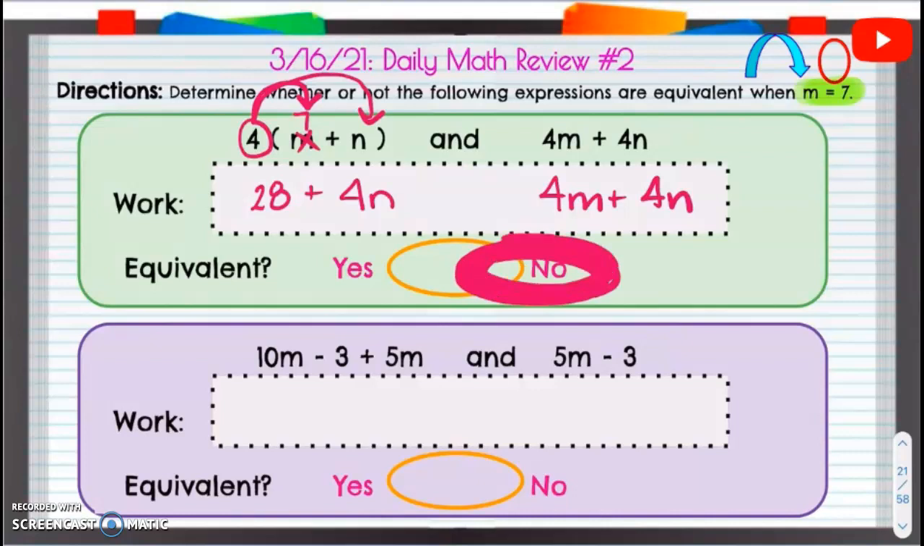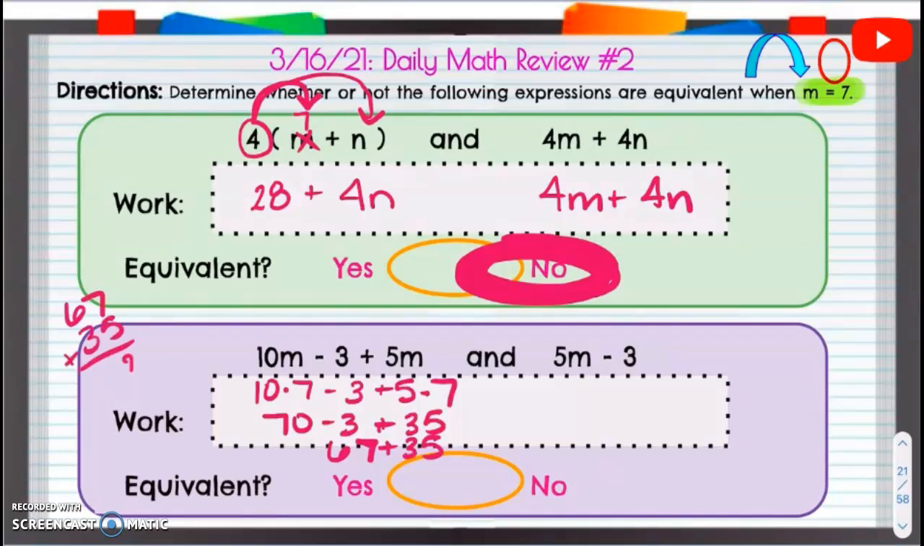All right, now let's take a look at this next one. 10m minus 3 plus 5m. So remember, m equals 7. We're going to plug that in. 10 times 7 minus 3 plus 5 times 7. 10 times 7 is 70, minus 3 plus 5 times 7 is 35. Now left to right, 70 minus 3 is going to be 67, plus 35. So 67 plus 35.